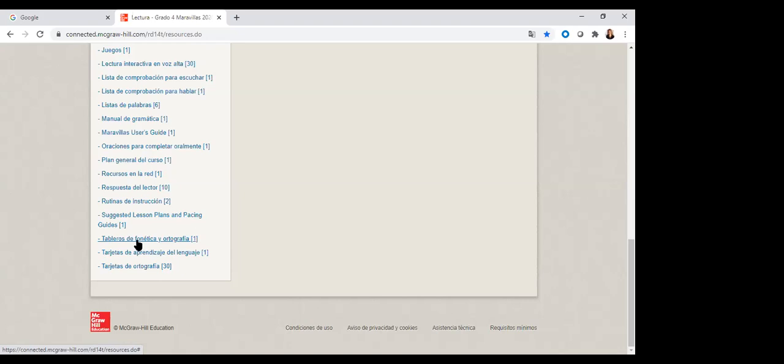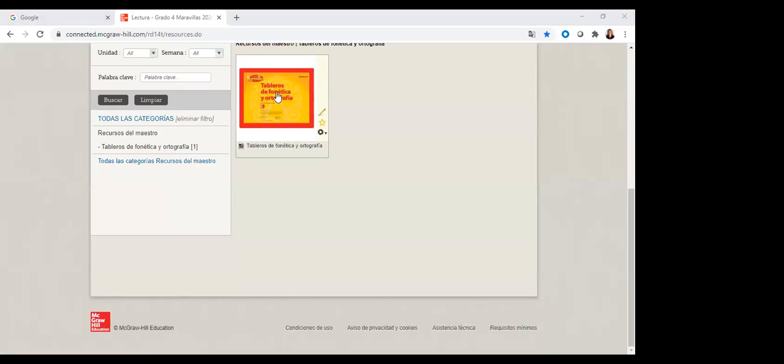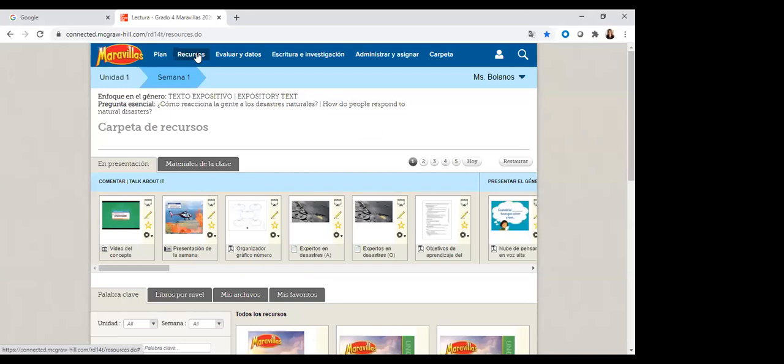Tableros de ortografía. So if you take a look at this, I have to move my little box because I can't get to my pages. So aquí ven los tableros de ortografía. I feel that are super duper important with your phonics instruction in Spanish. So I would take a look at that resource without a doubt. So all of this is under Recursos del Maestro.